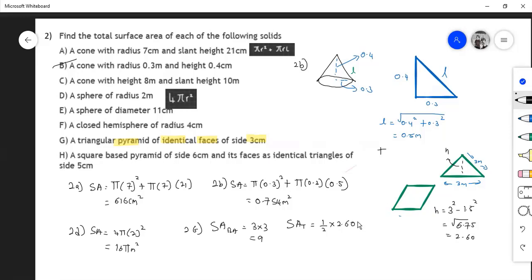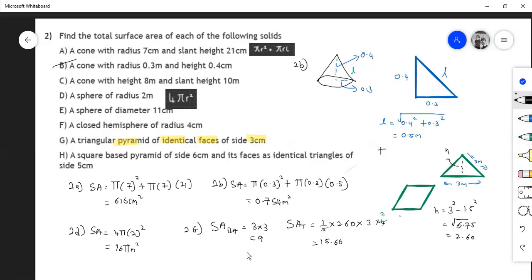I can substitute inside here: 1 over 2 times 2.60 times the base of the triangle, which is 3. However, because it's a pyramid and the base is 4-sided, you need to times 4. Okay, and you can press this in the calculator. You should get the answer easily: 2 times 3 times 2.60. I'll get 15.6. Some of you will be questioning why I'm saying 2? Because this 2 and this 4, I simplify and it becomes 2.